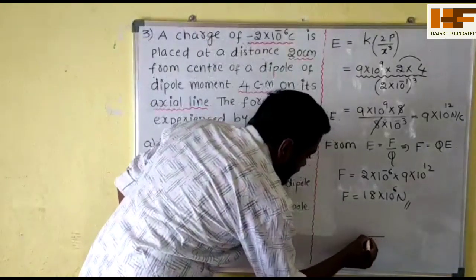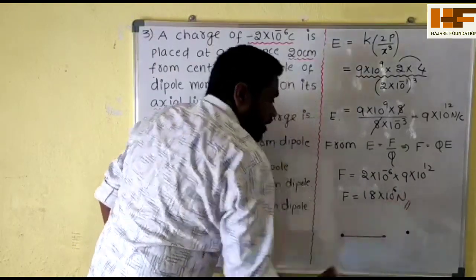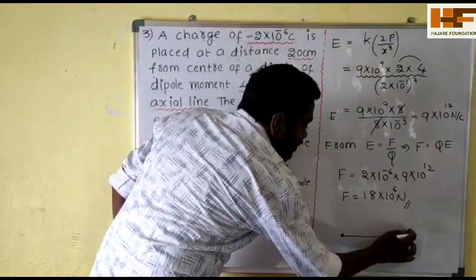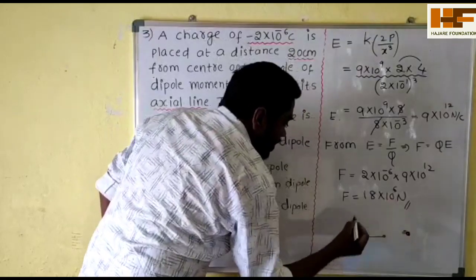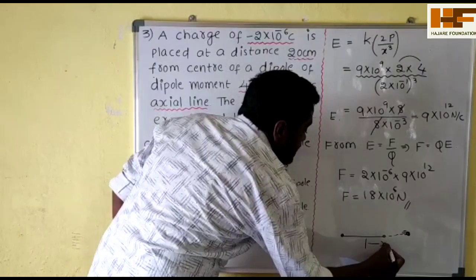Once again, let us draw the dipole. Therefore, now what is that? This is the dipole, and this is one point on the axial line. Therefore, this is one point on the axial line. Now here what distance they have given? This distance from the center, x is given.